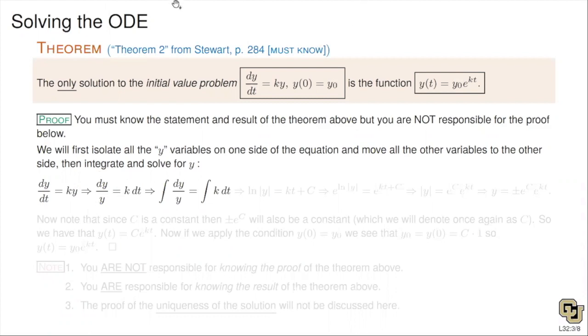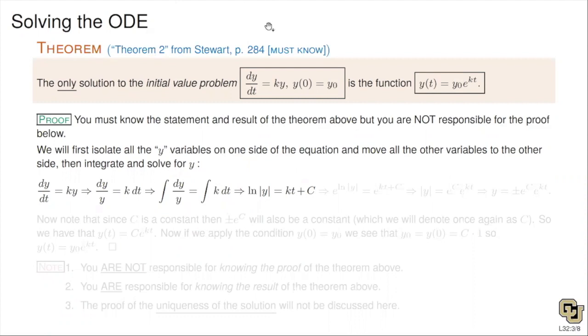And here on the left-hand side, we're integrating 1 over y dy. So the antiderivative of 1 over y dy is going to be natural log of absolute value. And on the right-hand side here, k is just a constant. So you can either pull it out, or you can just take the antiderivative of k dt, it will be kt, and then don't forget the constant of integration. So here, the antiderivative of k dt will be kt plus c. So I get natural log of absolute value of y equals kt plus c.